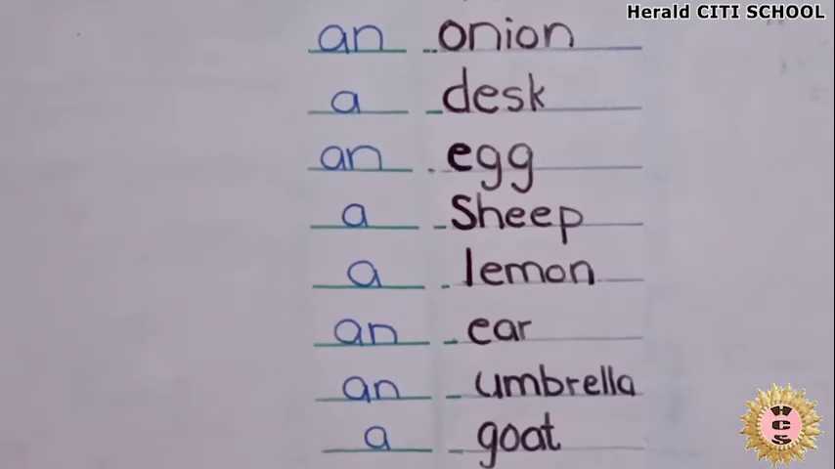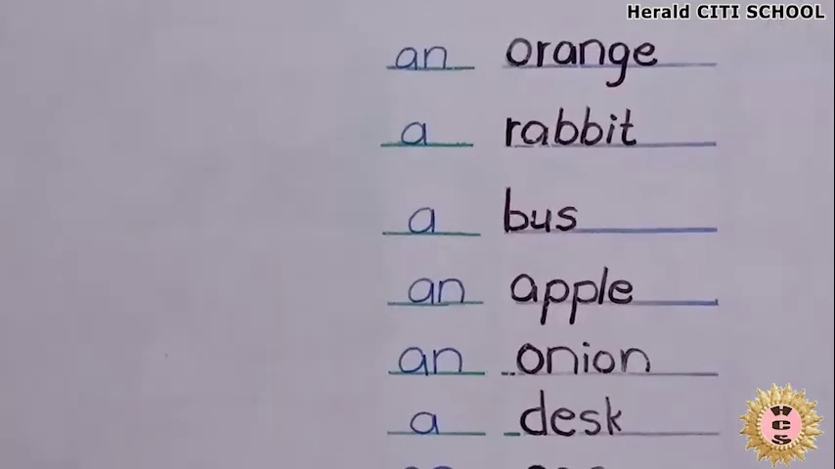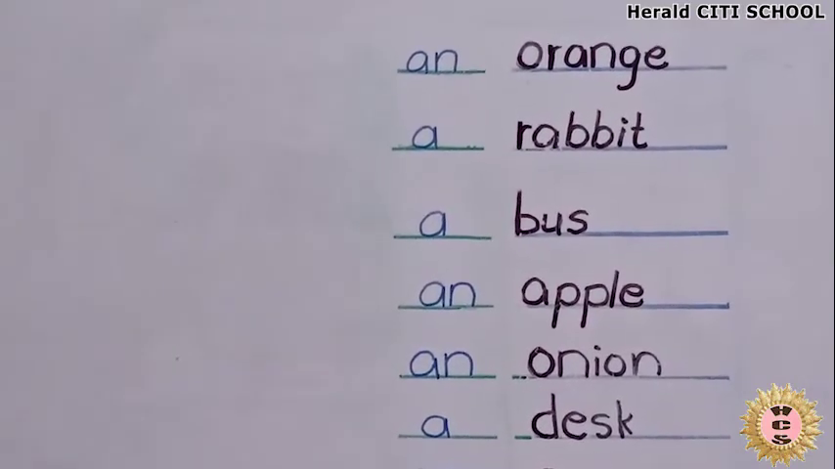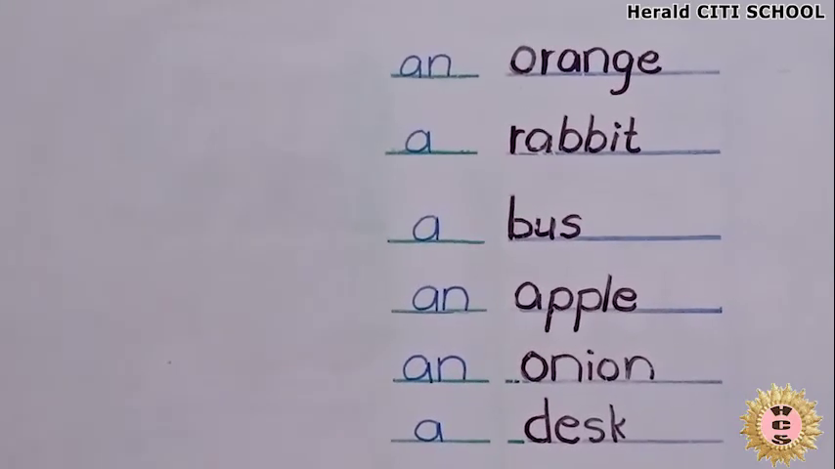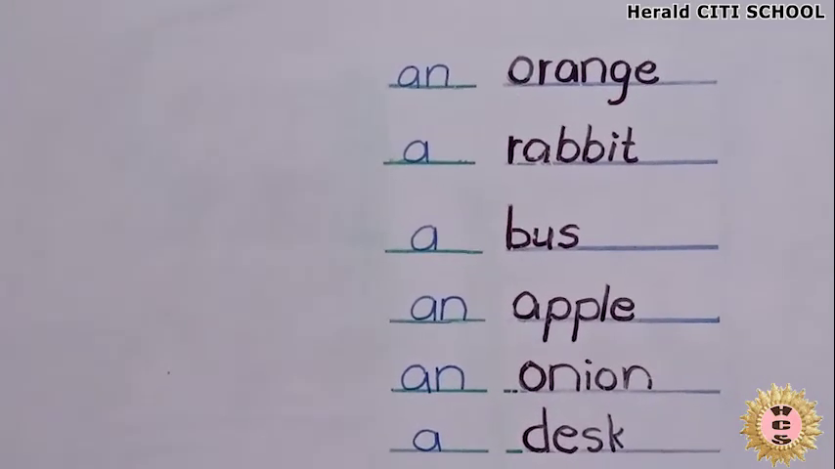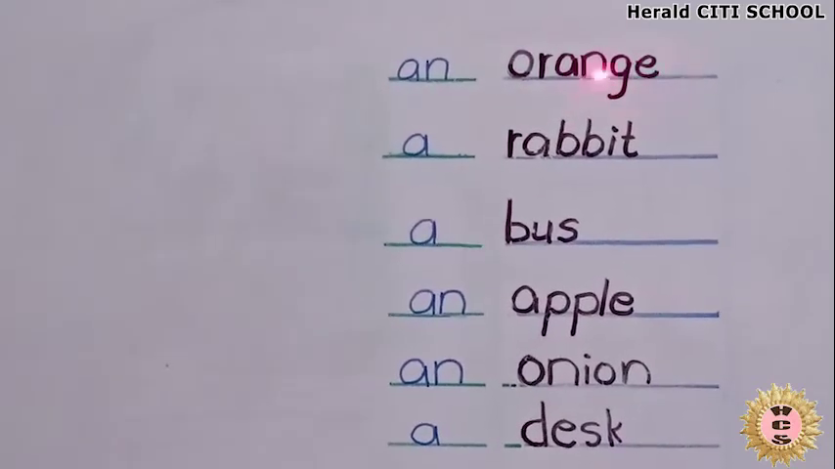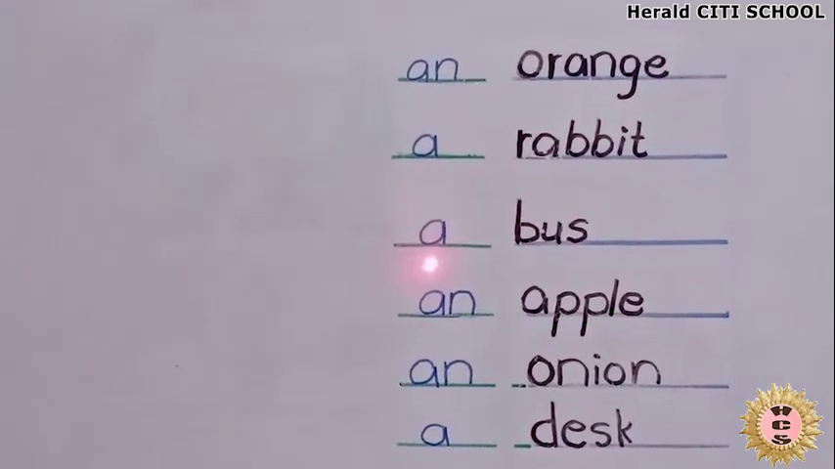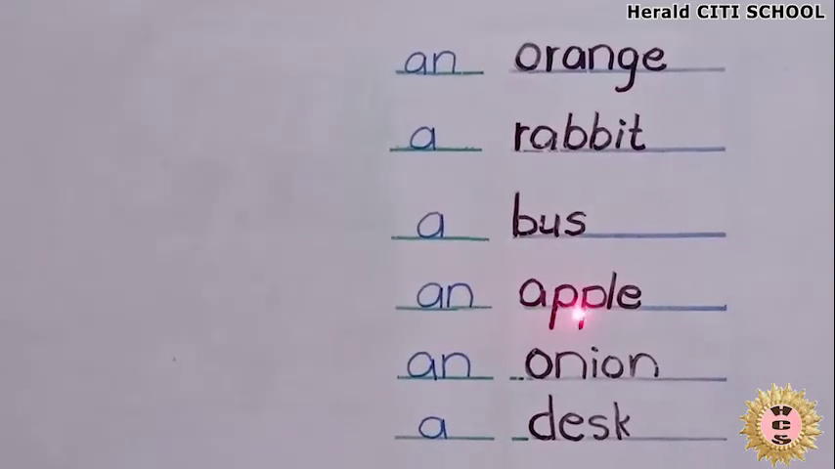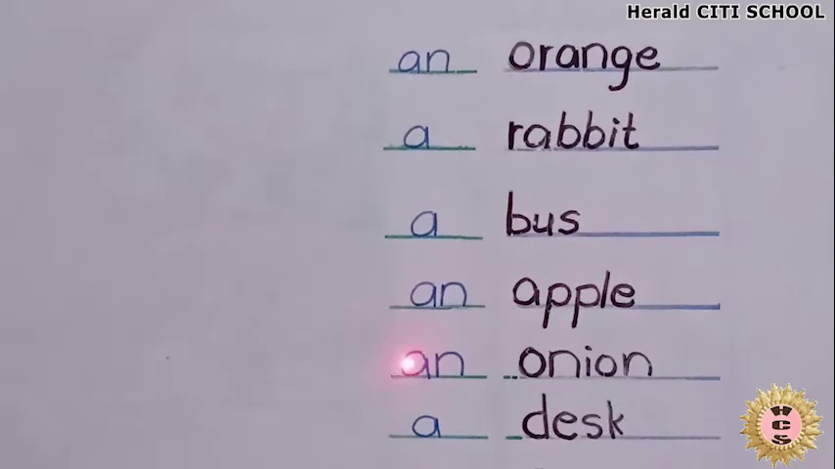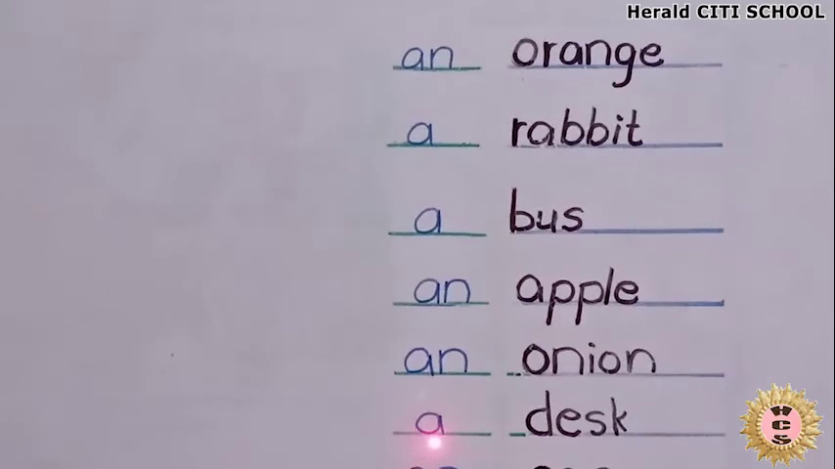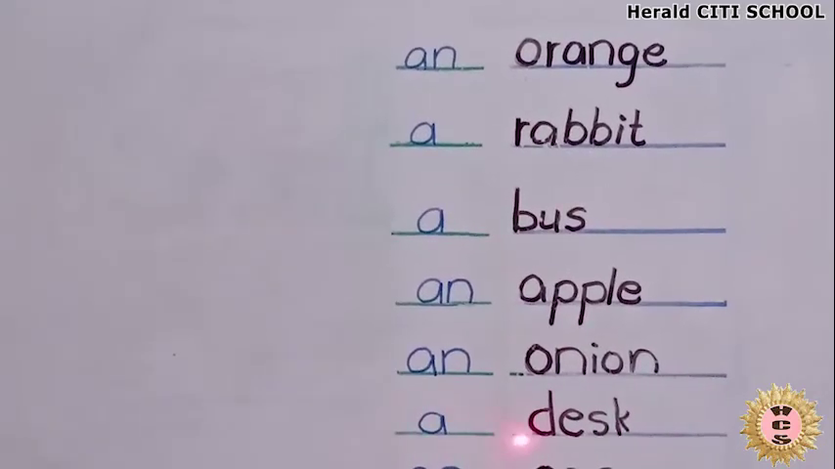Children, now we will read these words with A and AN. Now let's read with me. An orange. An orange. A rabbit. A rabbit. A bus. A bus. An apple. An apple. An onion. An onion. A desk. A desk.